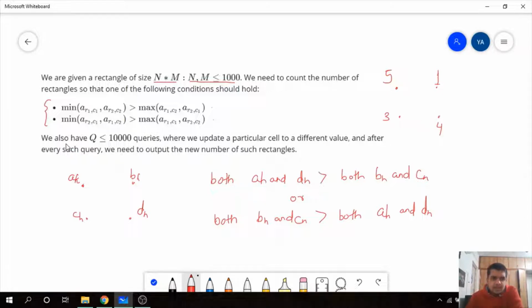So now we have been given q less than or equal to 10,000 queries, where we update a particular cell to a different value. So these are the values given to us, and we have queries where we can update the value of a particular cell. So after every such query, we need to output the new number of such rectangles. So basically now here this is a sweet rectangle, and suppose I change the value of 4 to 2. So in this we do not have any sweet rectangle. Okay, so we have to do this for every such query.